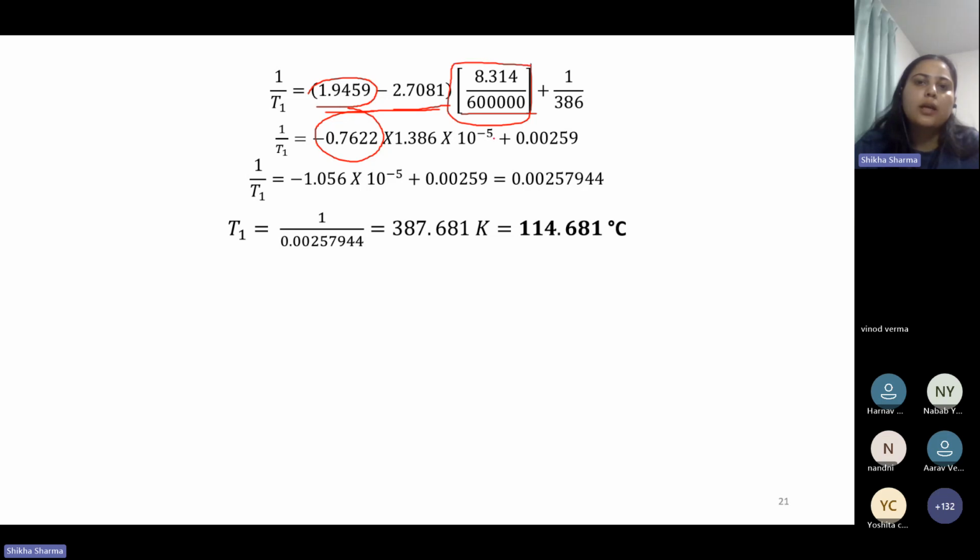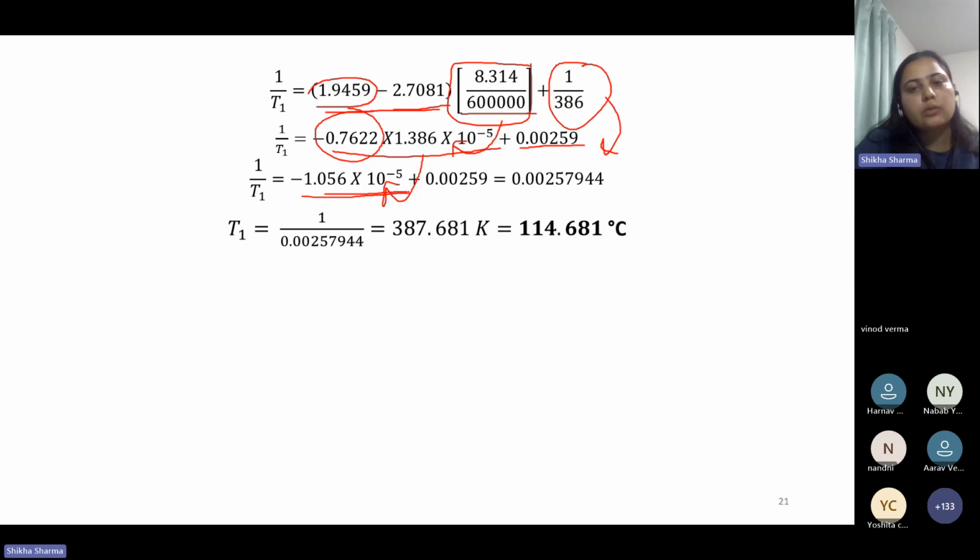the gas constant divided by the activation energy, which is 1.386 into 10 to the power minus 5. And 1 upon temperature, where the temperature is 386, is converted and we solve it as 0.00259. So 1 upon T1 is equal to, when we multiply minus 0.7622 into 1.386 into 10 to the power minus 5, this gives minus 1.056 into 10 to the power minus 5.